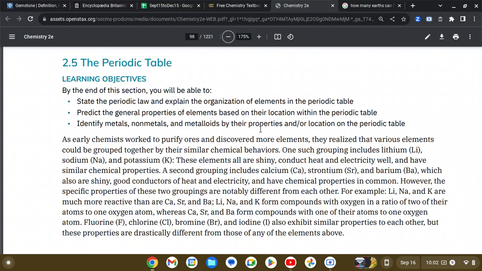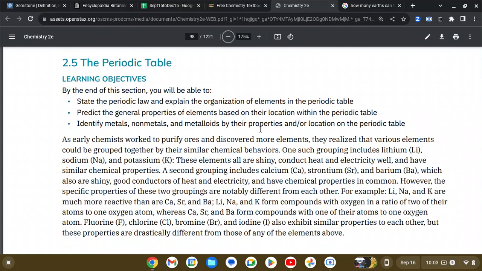As early chemists worked to purify ores and discovered more elements, they realized that various elements could be grouped together by their similar chemical behaviors. One such grouping includes lithium, sodium, and potassium. These elements are all shiny, conduct heat and electricity well, and have similar chemical properties. A second grouping includes calcium, strontium, and barium, which also are shiny, good conductors of heat and electricity, and have chemical properties in common. However, the specific properties of these two groupings are notably different from each other.